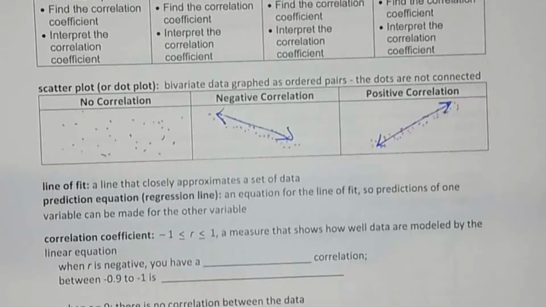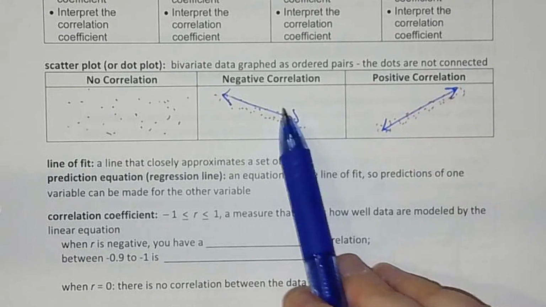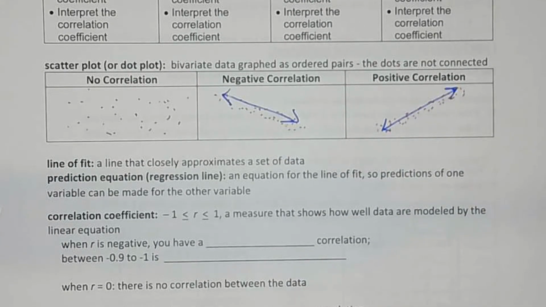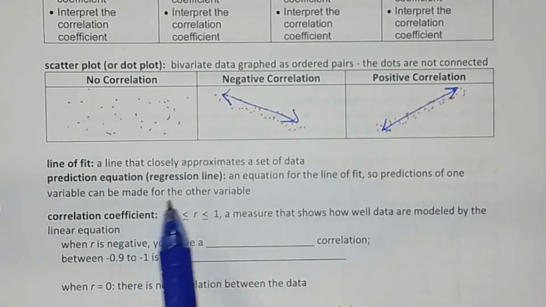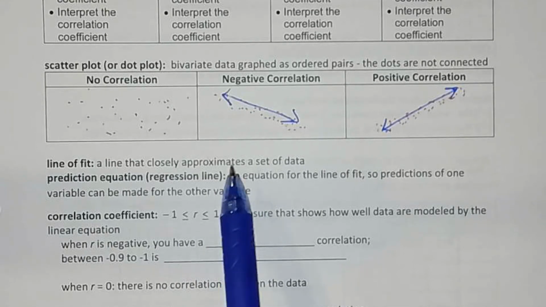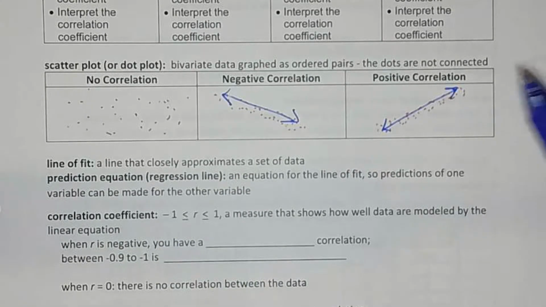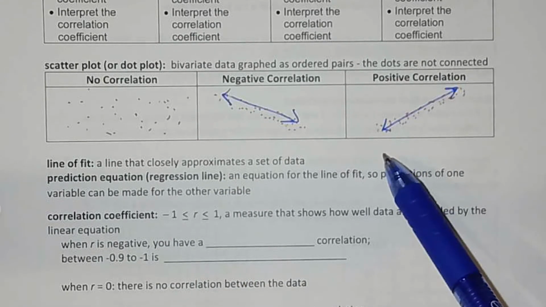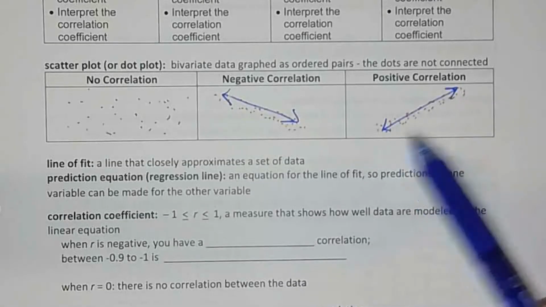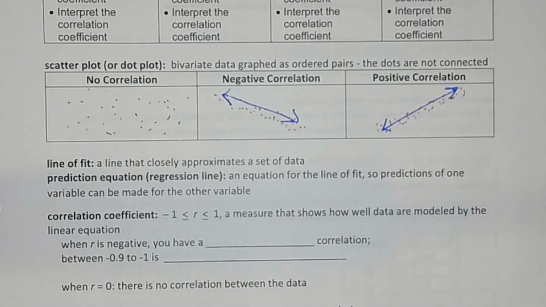So the next thing we have is called a line of fit. These 2 lines here would be considered a line of best fit. It's a line that closely approximates a set of data. It's a line that allows your data to be seen as a linear model.